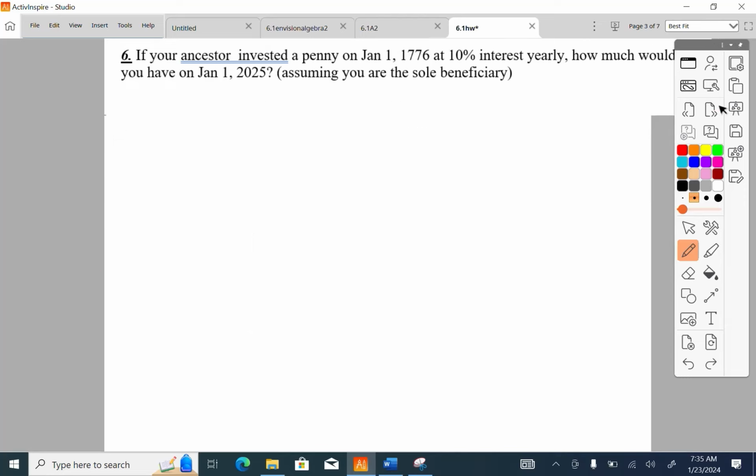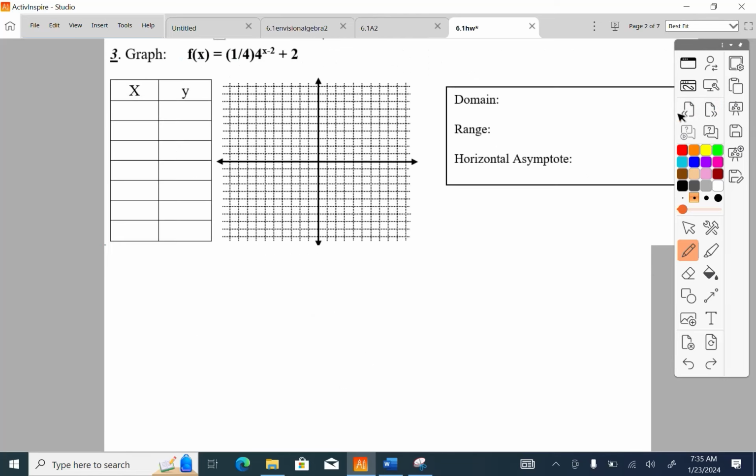Alright, moving forward. Not too far. Number 3, graph this one. Let me write this down so I have room to talk about the transformations. By the way, you cannot multiply the 4 and the 1/4 together because of the exponential space right there.